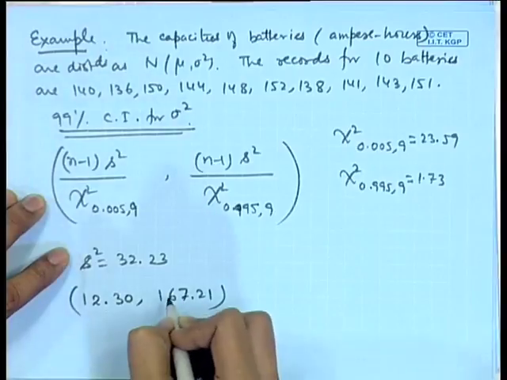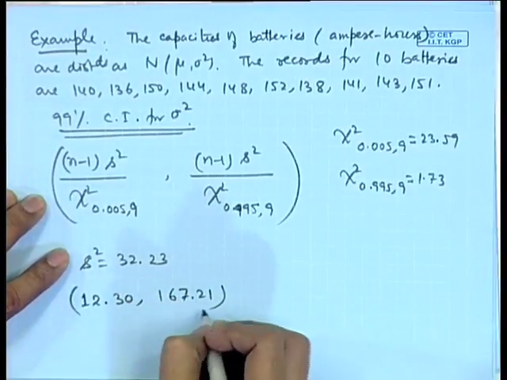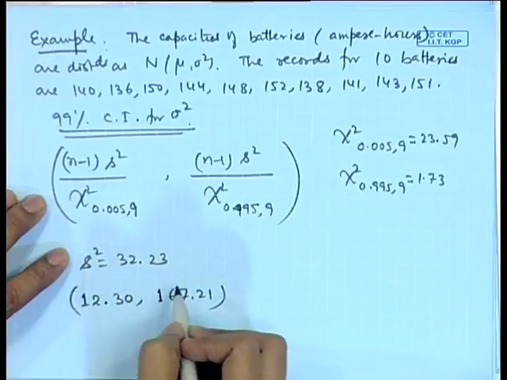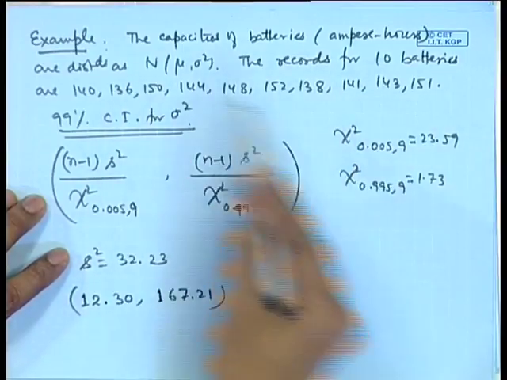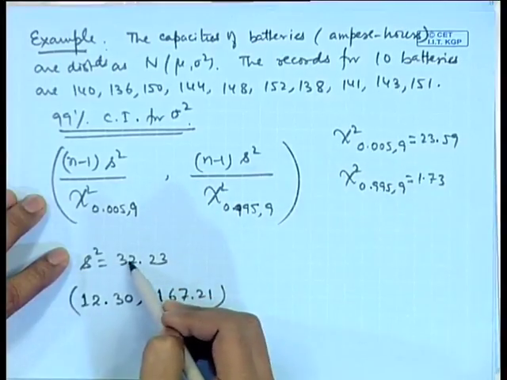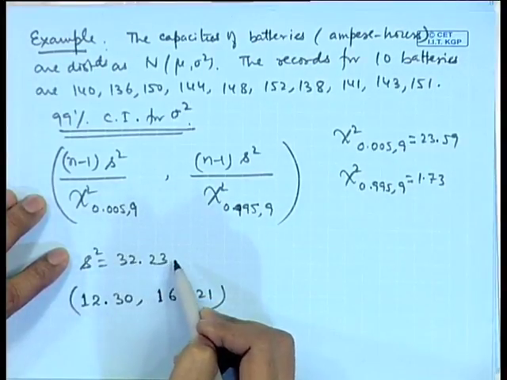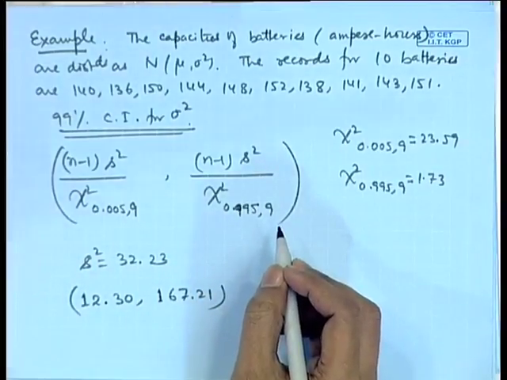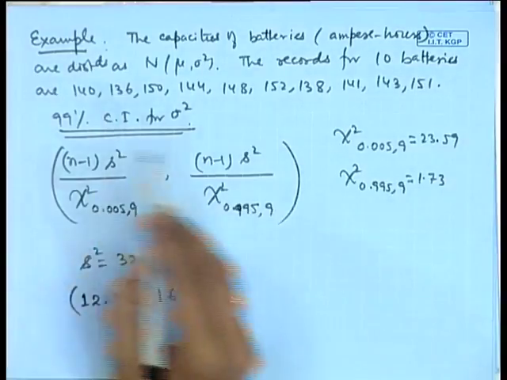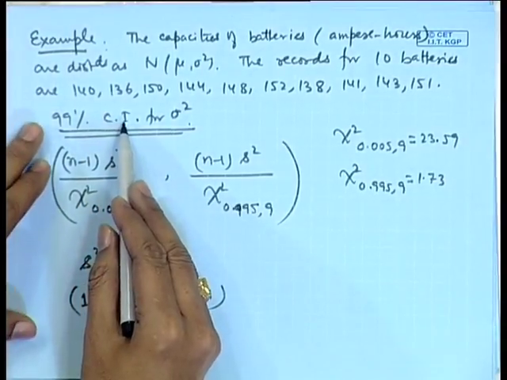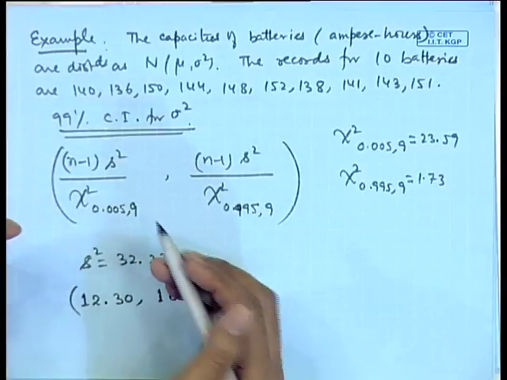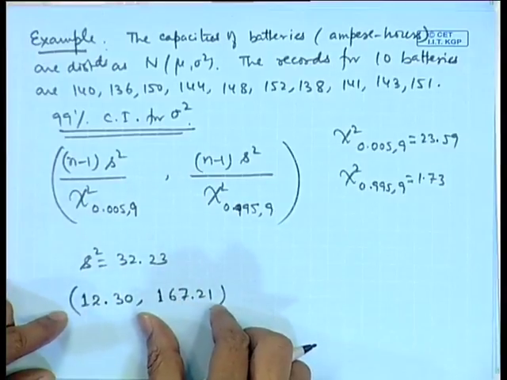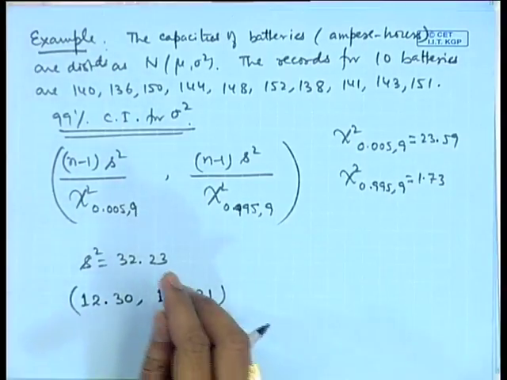167.21, which is a pretty large confidence interval, but that will be there because we are considering sigma square and the variability of the original sample itself is large. Here s square is 32.23. If we reduce the confidence level, suppose we make it 90%, then this will shrink. Since we have taken a very high confidence level, the confidence interval is very large, which looks slightly impractical also.